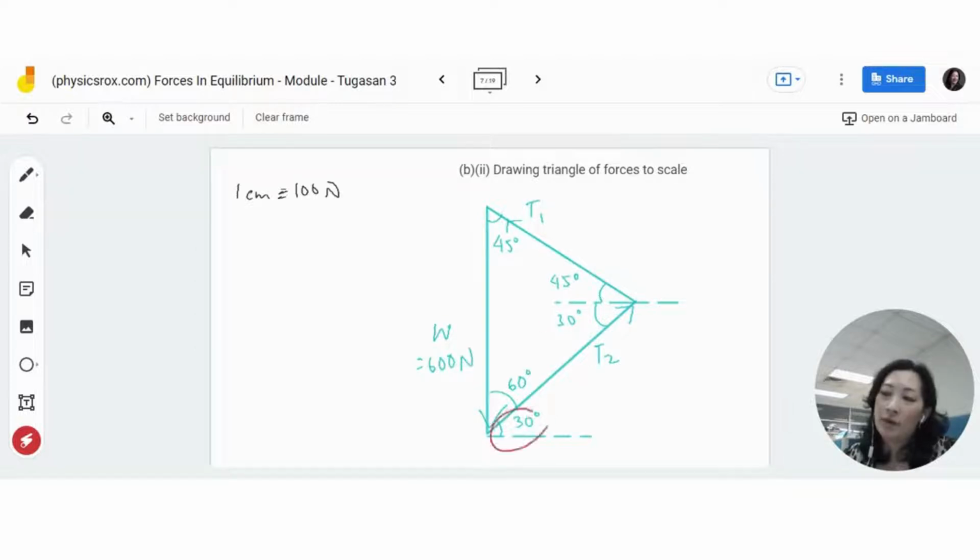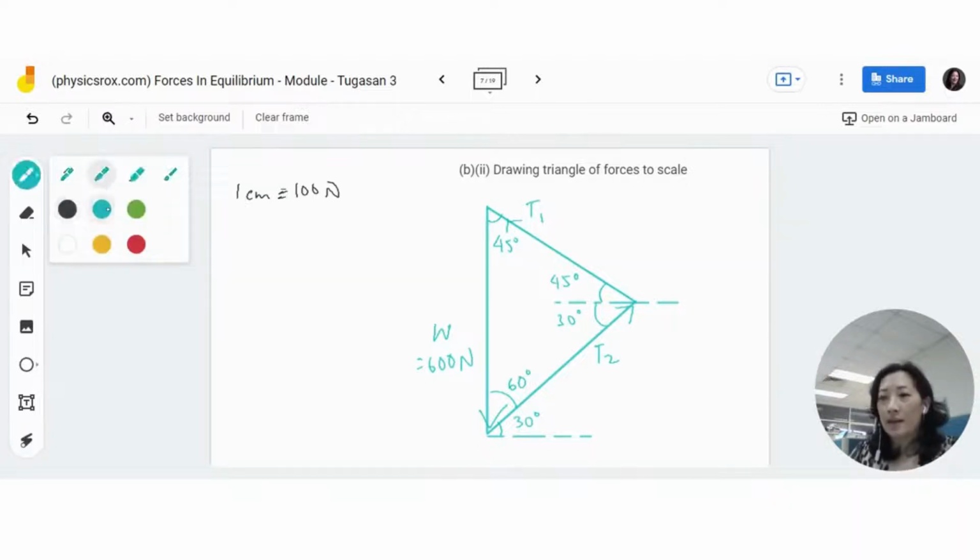So what happens is you draw this line first. If you don't know how to draw T1 and T2, measure this angle out and draw this line. And then from here, measure this angle out, draw this line. You'll find that they will both intersect. Then to get the values of T1 and T2, just use your ruler, measure this out, and you can get the value. So the expected answer you should get.